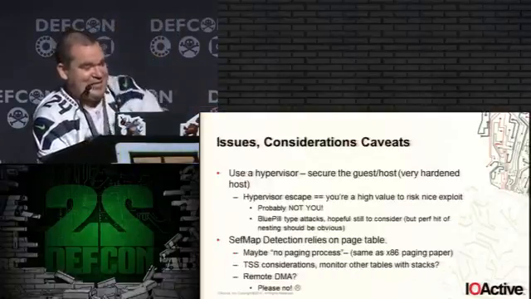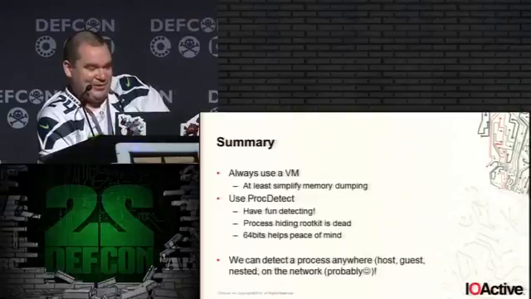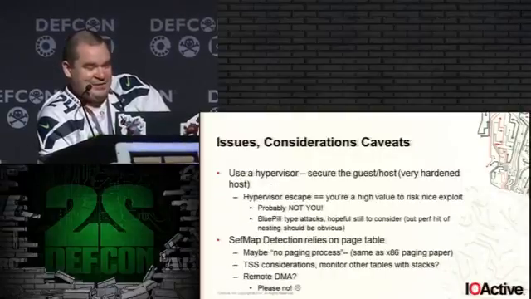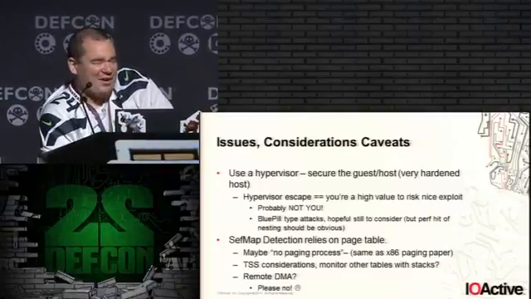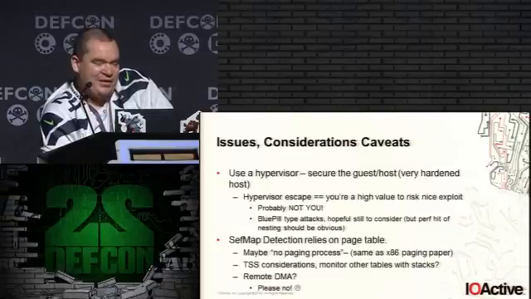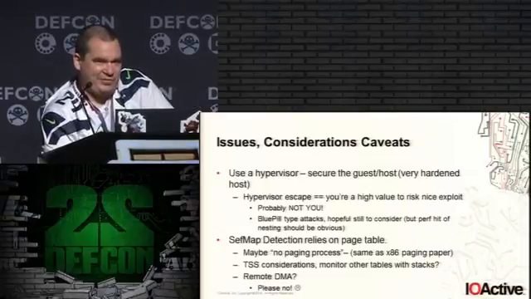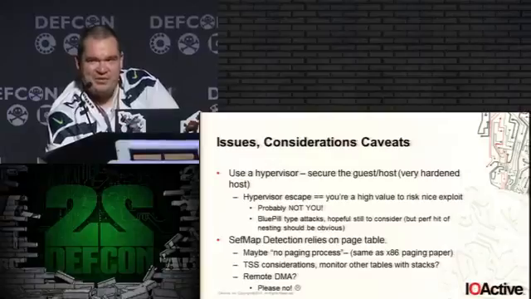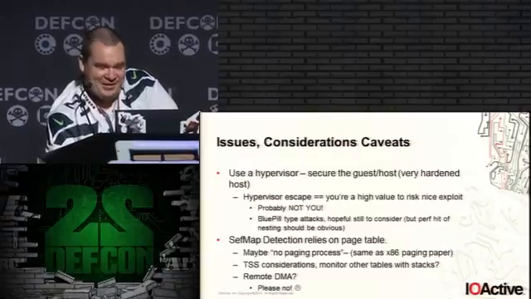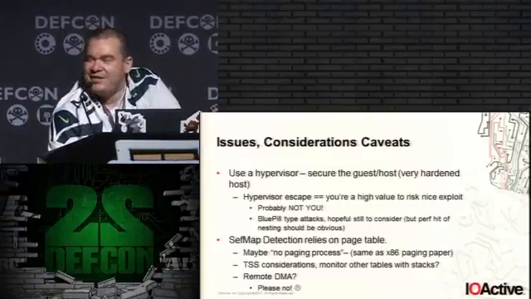There's a couple more slides. I'm just going to blow through. Use the hypervisor, please. Blue pill, it's not really a problem. Self-map detection. There is one possible thing. If you have a no paging process, that means that the MMU is not involved in that process. There could be something there. So if you're going to rewrite your rootkits to be a no paging rootkit, I'd like to see that.